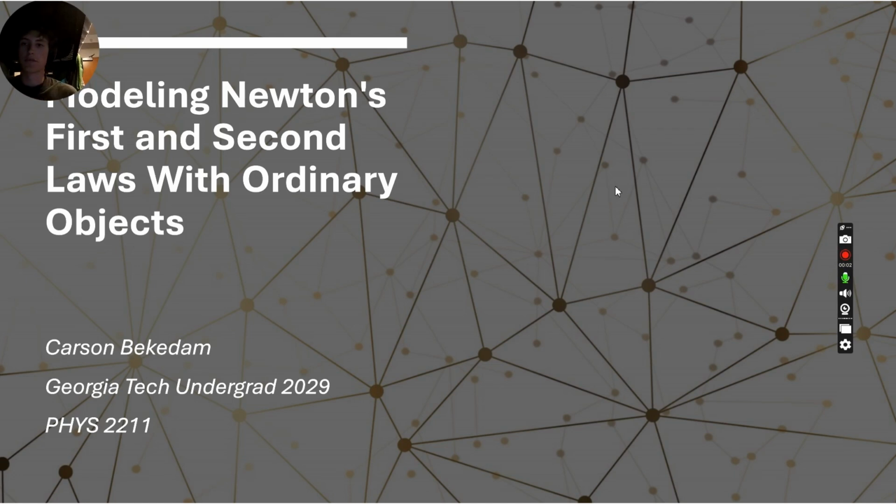Hello, welcome. This is about a lab that is modeling Newton's first and second laws with ordinary objects. This is done using applications such as GlowScript and Tracker, and is done to represent how objects moving in vectors can be represented, and also how different forces act upon an object.